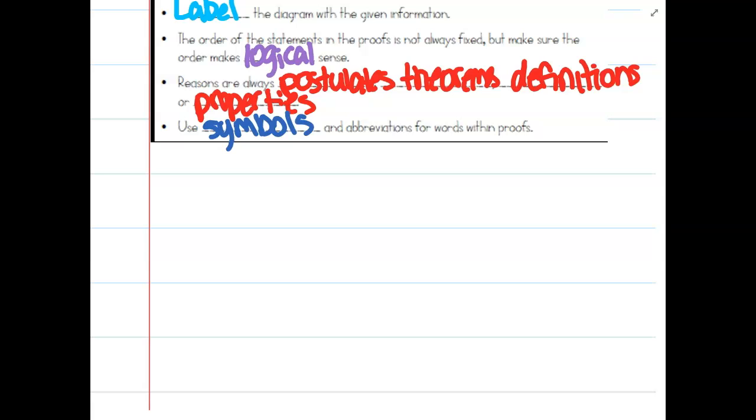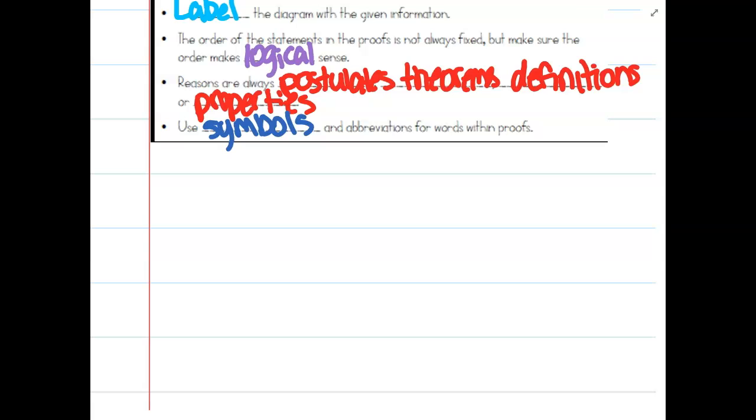So we're probably not going to write out the addition property of equality. We're going to write add prop of equal. You don't have to write it all out. You don't have to write out the word congruent. You can write out the congruency symbol. So anytime you can, use symbols or abbreviations. All right, let's get this glued in, and then we are going to look at 3 proofs.